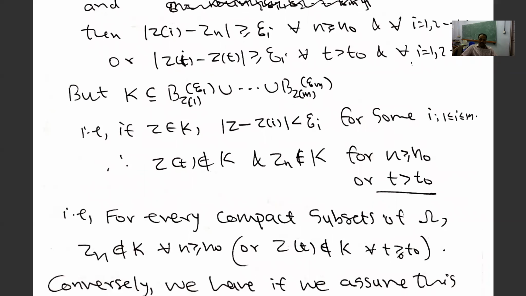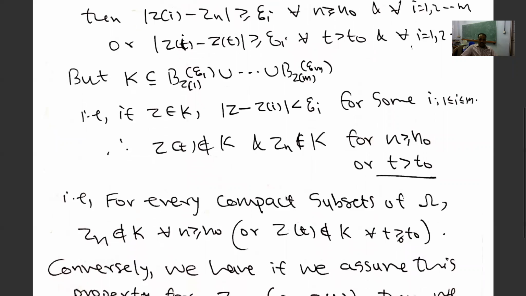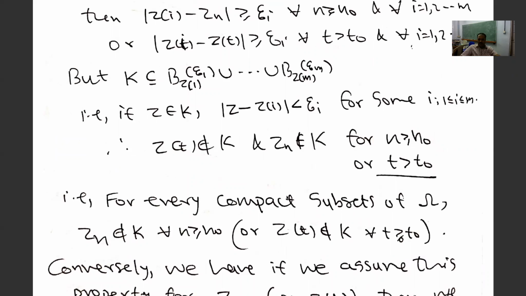Or in other words, you started from a compact set and we obtained that there is a stage N0, or T0 in case of an arc, such that after that stage, Zn or Z of T will be outside that compact set. That means it leaves the compact set after a certain stage. This happens when Zn tends to the boundary. Now we see that the converse is also true.